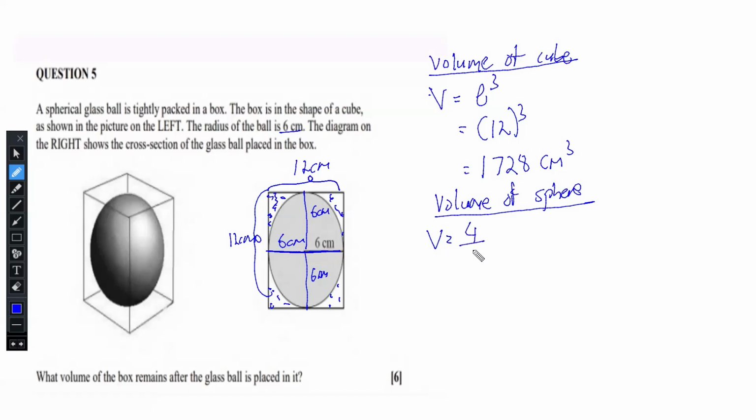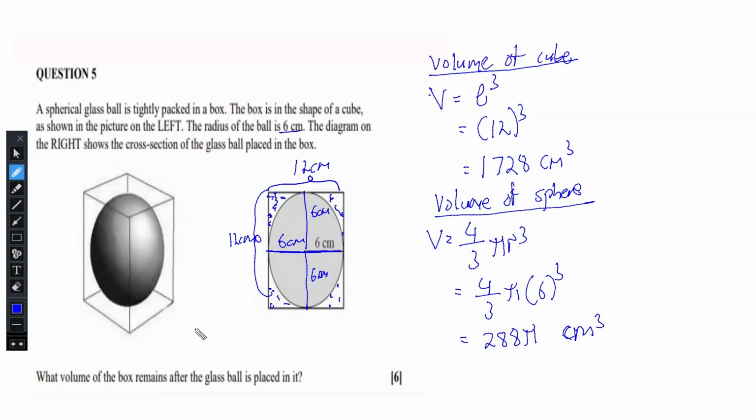Then this is 4 over 3 pi r cubed. So this is a sphere, right? Not a hemisphere. Then 4 over 3 pi, and then our radius 6, so 6 cubed. When you punch that into your calculator, you get 288 pi. So I'll just leave it in terms of pi, and then centimeters cubed. I don't want to round off as yet.